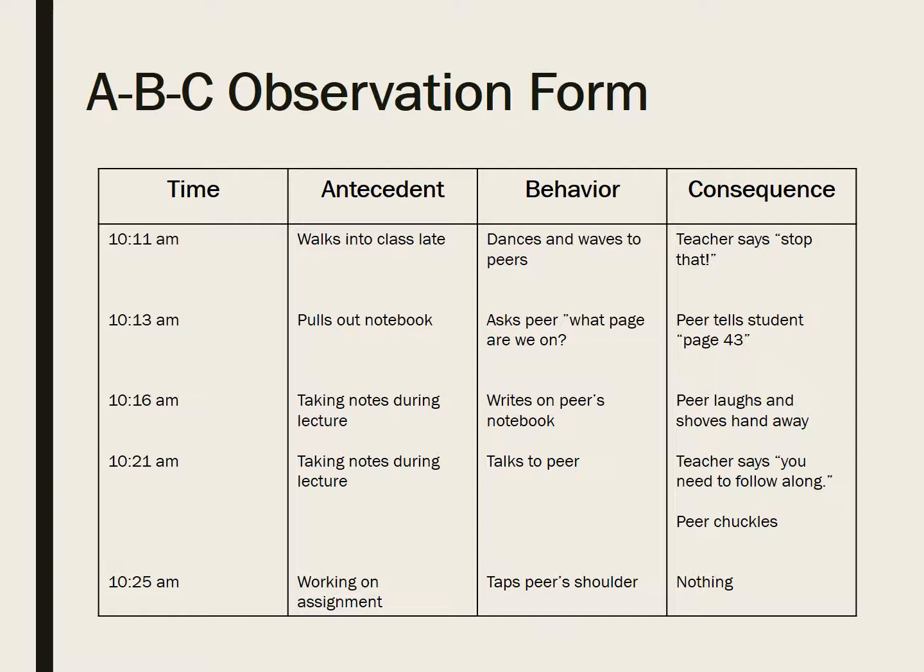As your observation continues, you're going to continue looking for that target behavior and fill out the columns as appropriate. For example, here you have a behavior that happened at 10:11, 10:13, 10:16, 10:30, 10:21, and 10:25. And you just fill it out, and you'll use this for analysis later.